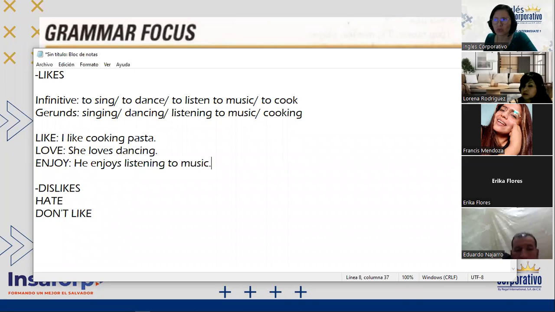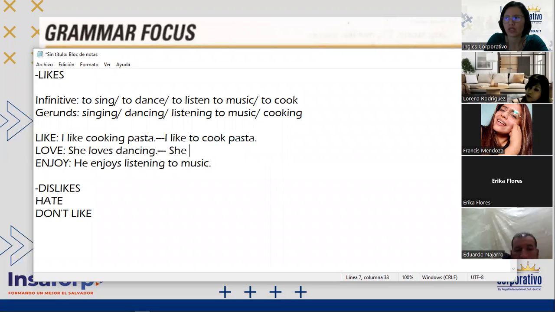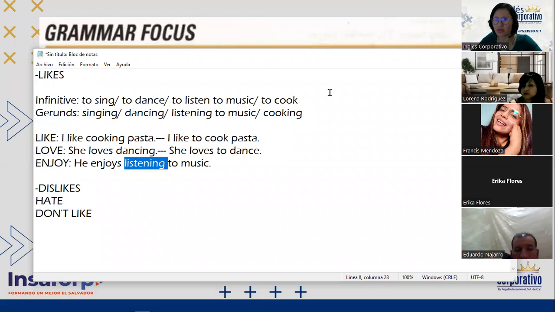¿Con cuáles entonces, teacher, puedo usar infinitivos? Los infinitivos usted los puede utilizar con like and love. ¿Ok? ¿Cómo nos quedaría? Bueno, nos quedaría I like to cook pasta. Or here, she loves to dance. She loves to dance. Right. En el caso de enjoy, teacher, no. Con enjoy solo vamos a utilizar gerunds, right? Just the verb plus ing. Okay. Entonces, these two options are only for like and love.